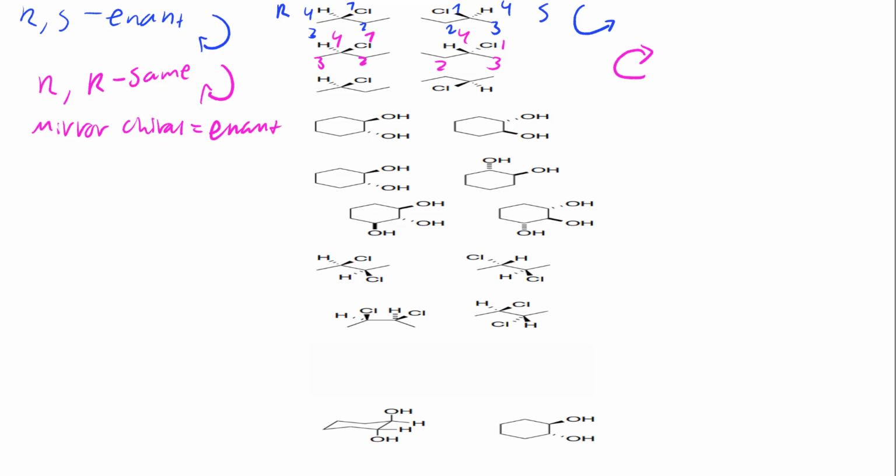Alright. Let's do this guy in green. Okay. Let's do 1, 2, 3, and 4. Okay, so that's 1, 2, 3. That's going to be R configuration. Let's do it over here. 1, 2, 3, and 4. That's still R configuration. So we have RR. That's going to be the same.